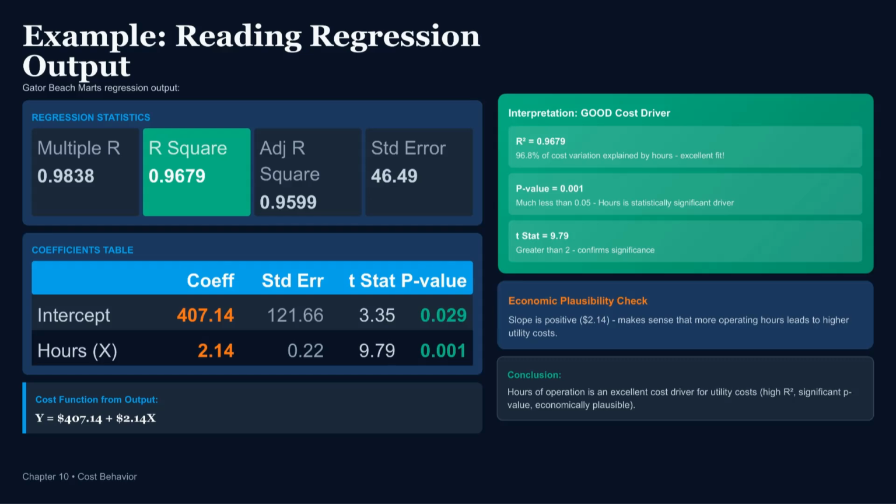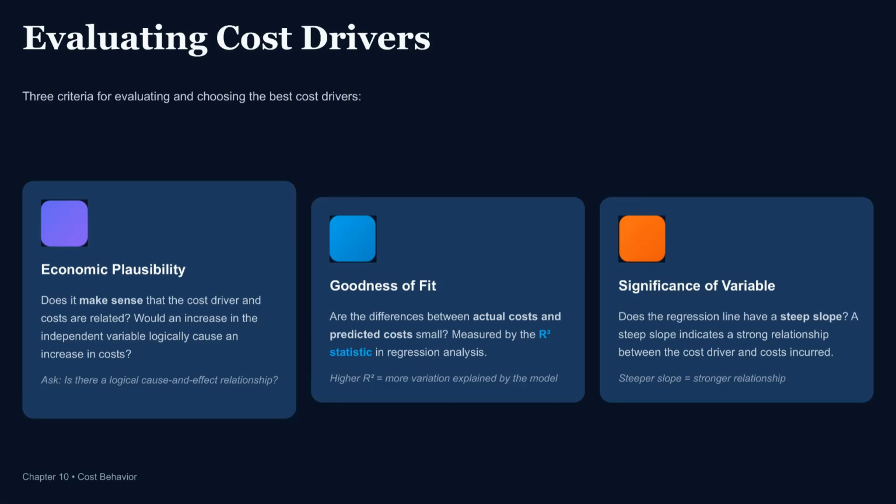Indeed, in this slide titled Evaluating Cost Drivers, we assess 3 essential criteria for choosing an effective cost driver: economic plausibility, goodness of fit, and significance of the variable. The colored icons and clear layout emphasize that a logical cause-effect relationship, a high R² and a steep slope ensure reliability. Reflect on how these factors interrelate and guide cost management decisions in real business scenarios. Consider which criterion seems most critical.